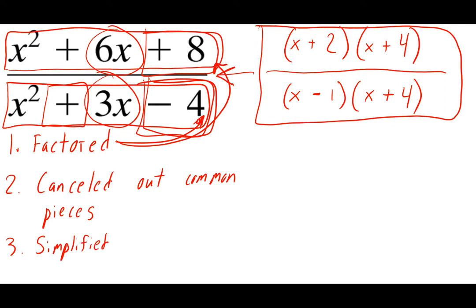So that's step one. Step two, we are going to cancel out common pieces. Looking at the denominator, then looking at the numerator, I notice that both have an x plus 4, so they cancel each other out. X plus 2 and x minus 1 do not cancel each other out. So step 2 is done, which leads us to step 3.